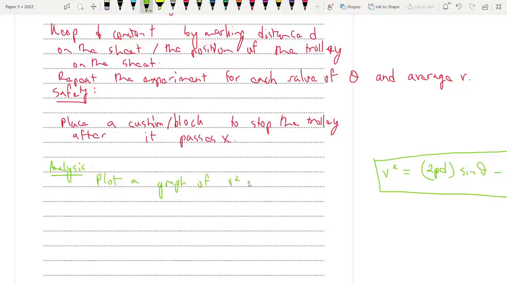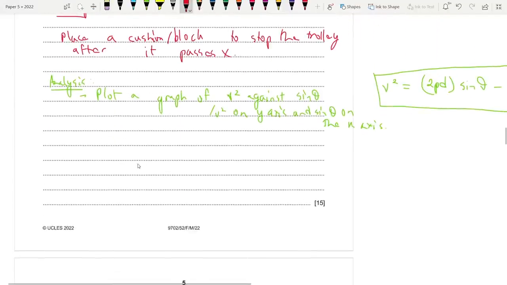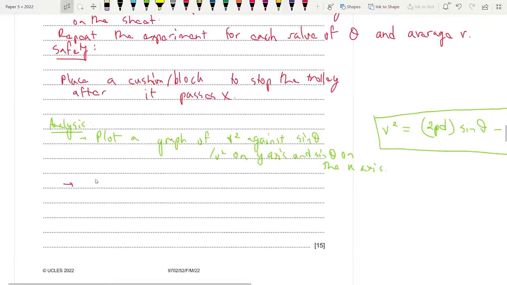of v square against sine theta. Or you could just go for plot a graph of v square on the y-axis, right? And sine theta on the x-axis. Same wording, same marks now. So typically there's a mark for this in the analysis part, but in this question, this was an additional detail.